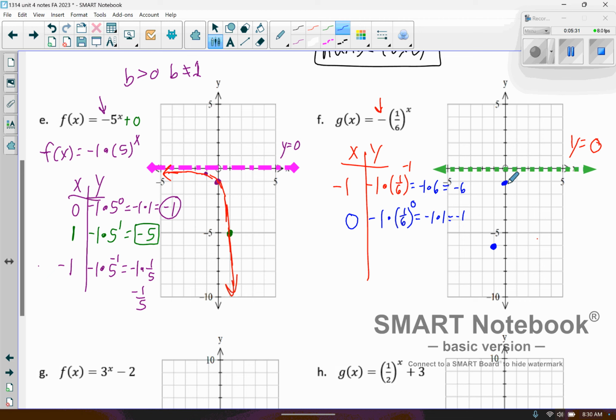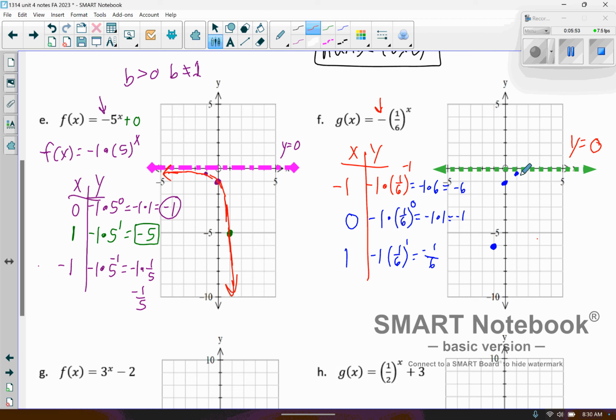And then if you want to find one more point, what about positive 1? We're going to have negative 1 times 1/6 raised to the power of 1. Well, that's just going to become negative 1/6, which once again is just going to get me closer under that guardrail, my asymptote right there. So something like about right there.